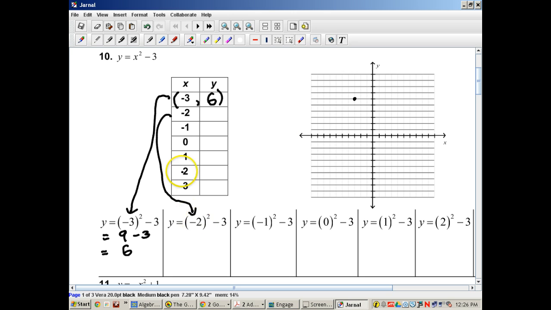And repeat. So I'm going to plug in -2. I'm going to show this calculation. -2 squared is 4. Bring down to -3. And we have an answer of 1. So I got to graph -2, 1.